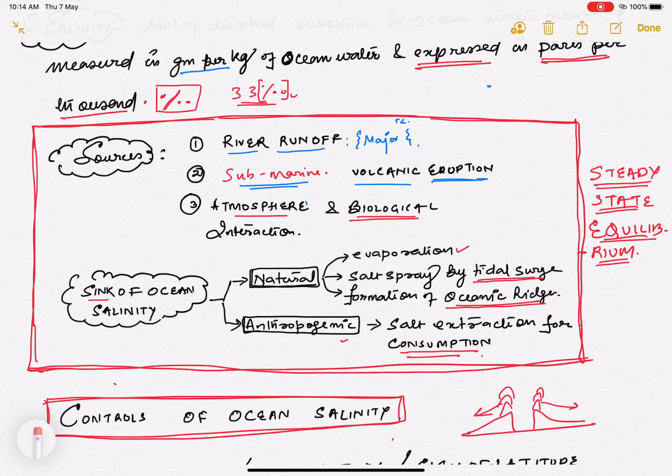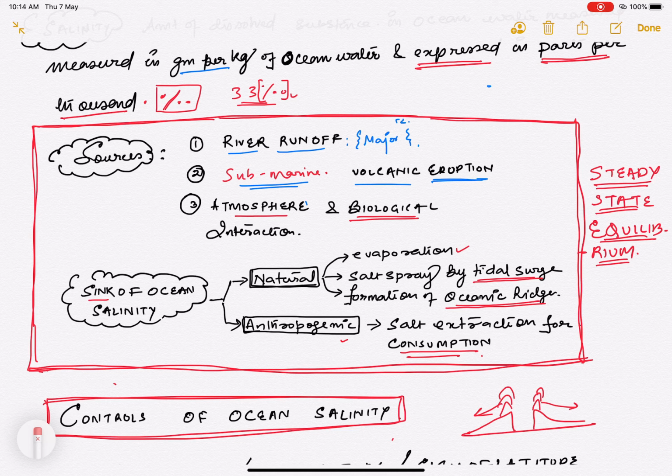Next is your atmosphere. In the atmosphere itself, the atmospheric interaction also is one of the biggest contributors to the addition of salinity into the ocean water. Last but not the least, it's your biological source. What is biological? So many creatures live within your ocean body. These creatures deposit all their excreta within the ocean. Let's say fishes: they eat within the ocean and also excrete within the ocean. Such a procedure also adds up to the salinity.